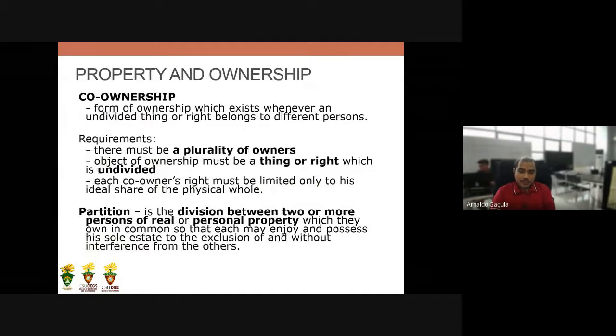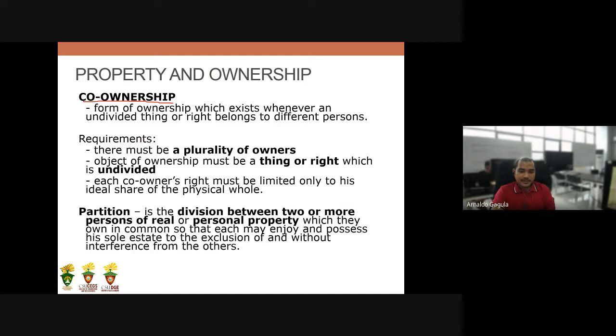So let's talk about co-ownership. Co-ownership is a form of ownership that exists whenever an undivided thing or right belongs to different persons. So co-ownership from the word itself, duha. Duha ka po ang panag-iya. Co-own po ang isang property.